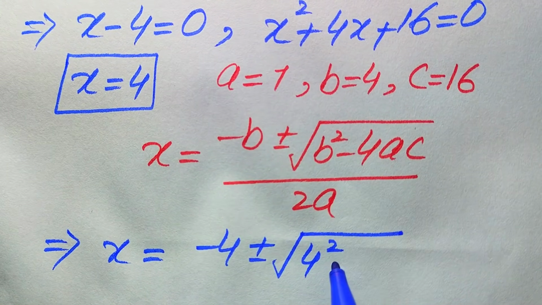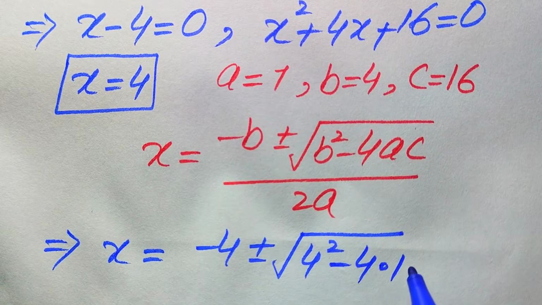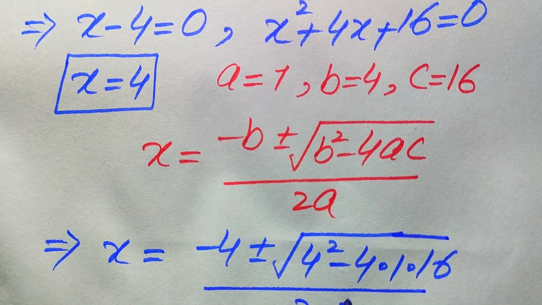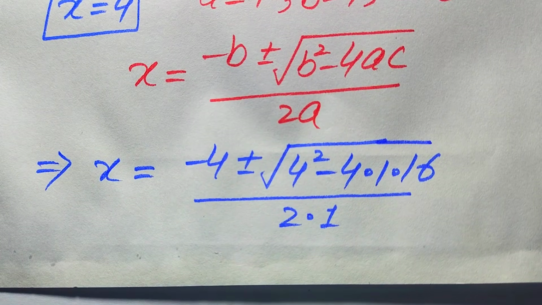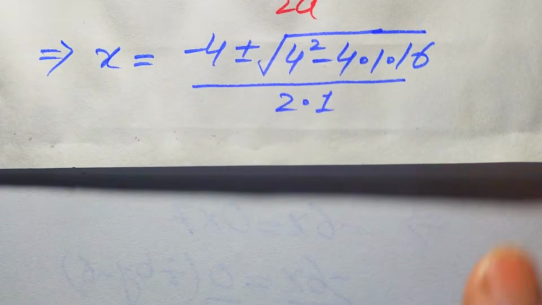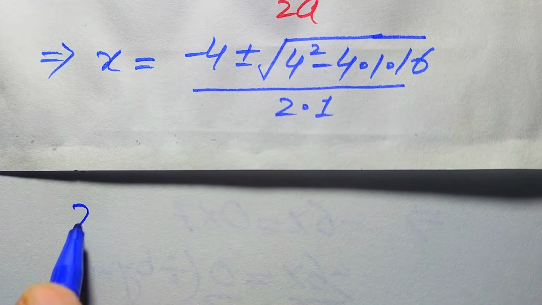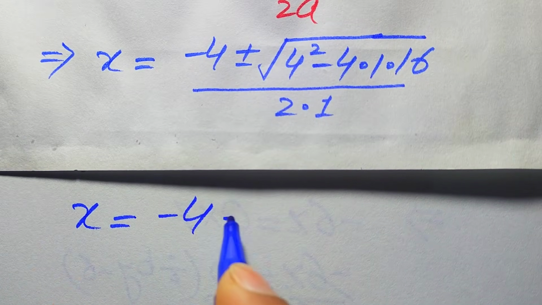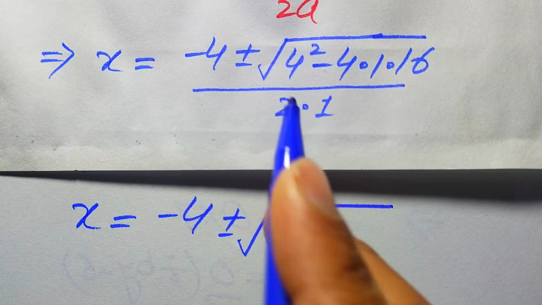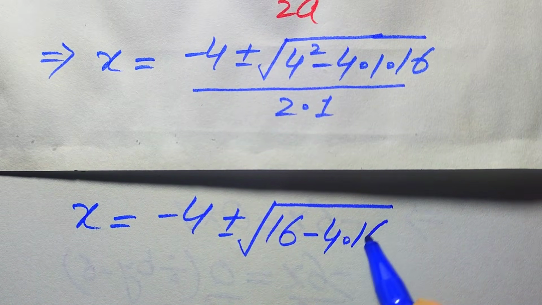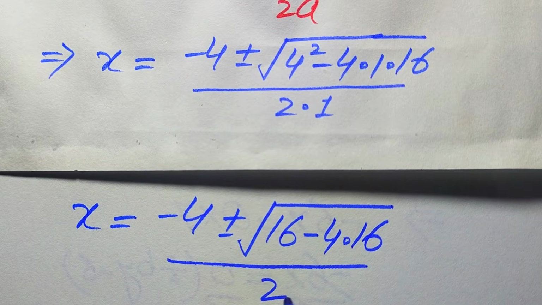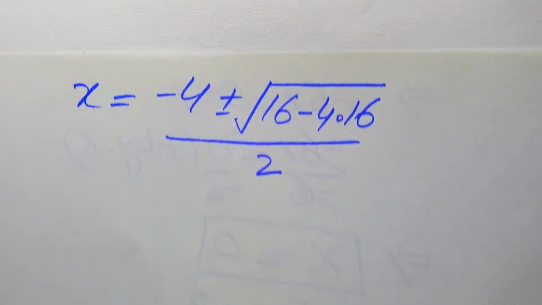So b is 4 becomes 4 square minus 4 times of a is 1, and c is 16, and it is divided by 2 times of a, and here our a is equals to 1. And now further in the next step we need more simplifications, and it will be written as, so here we have x is equals to minus 4 plus minus square root of 4 square. 4 square becomes 16 minus 4 times of 16, and it is divided by 2 times of 1 equals to 2.